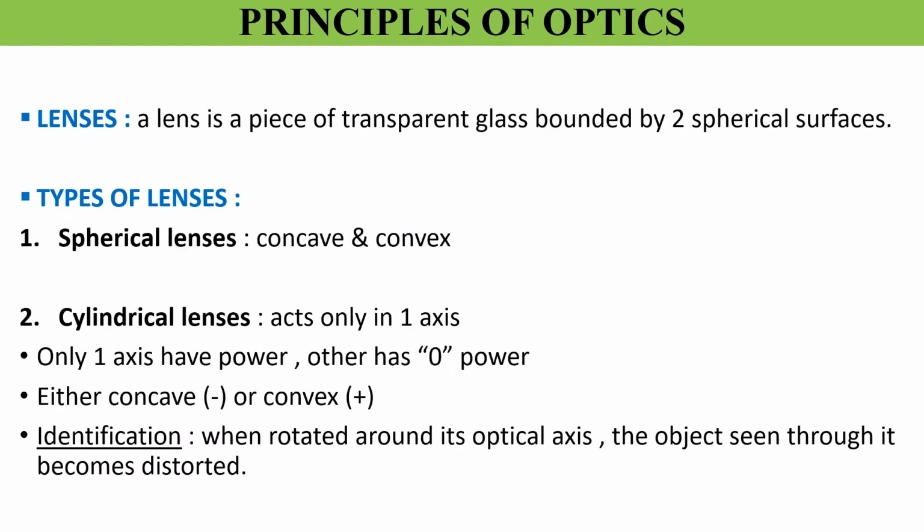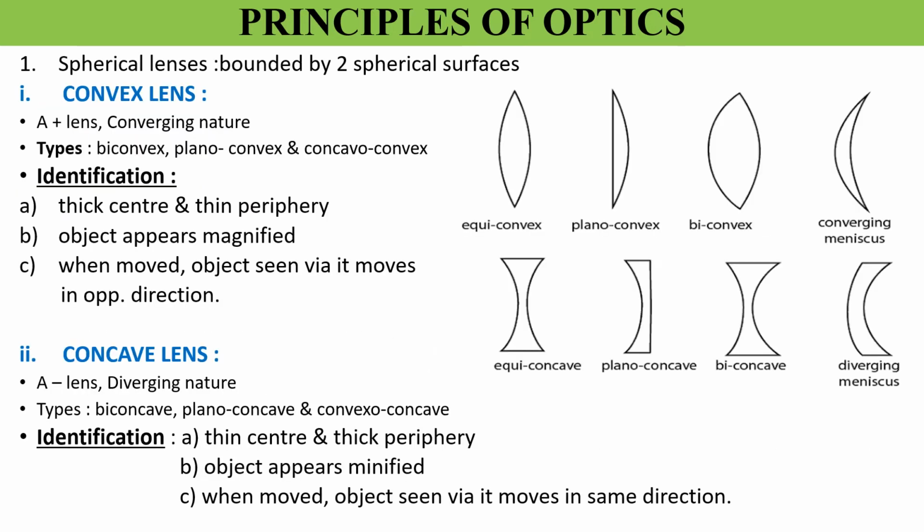There are two types of lenses, the spherical lens and the cylindrical lens. Human eye has spherical lens. The cylindrical lens have power in only one axis, and the other axis has got zero power. You can identify a cylindrical lens by rotating it around its optical axis. You will see that the object seen through a cylindrical lens becomes distorted. Spherical lenses can be convex or concave type. Human eye have biconcave spherical lens.